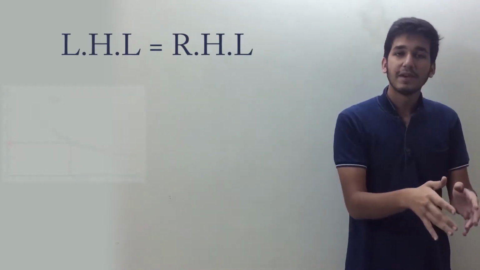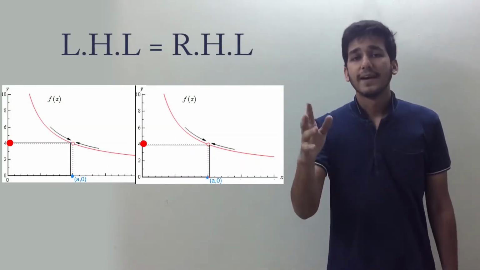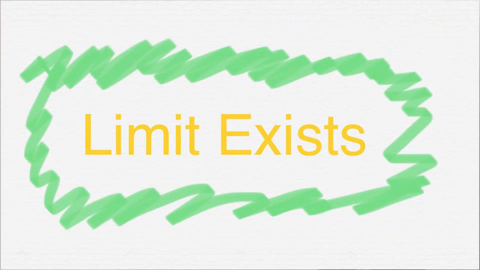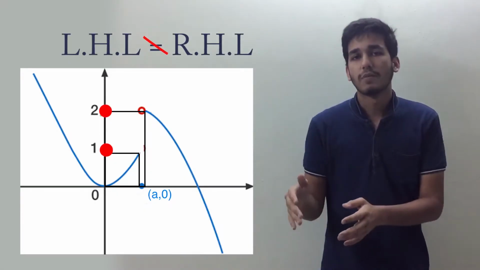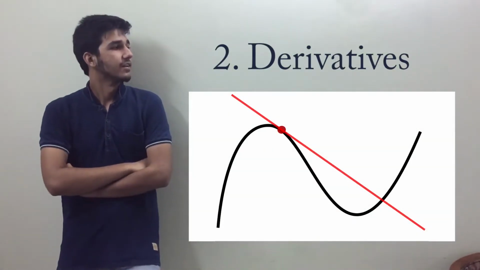Now, if the left-hand limit is equal to the right-hand limit, we say the limit exists. And if the left-hand limit is not equal to the right-hand limit, we say the limit does not exist at that point. Number two, derivatives.